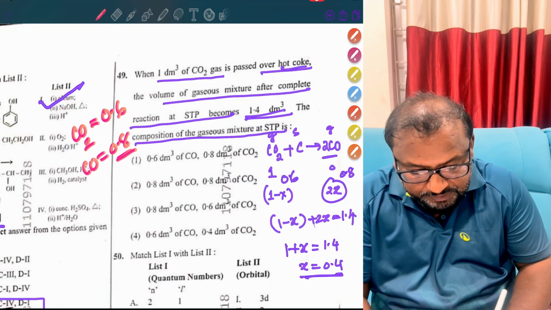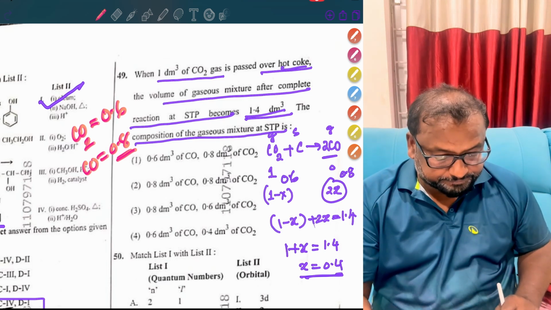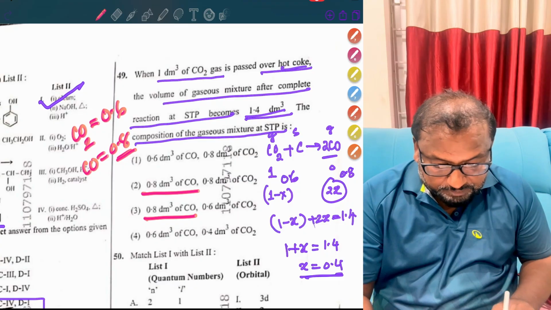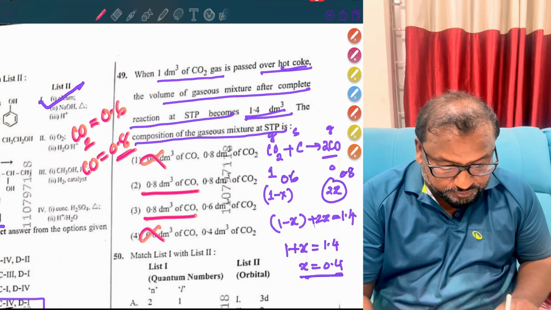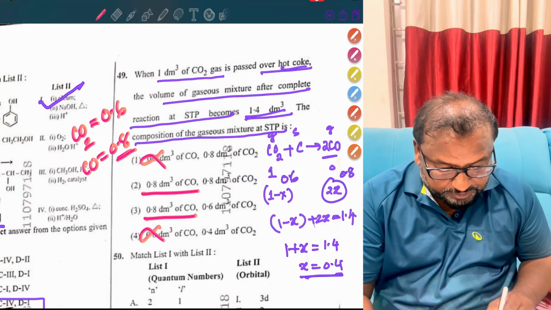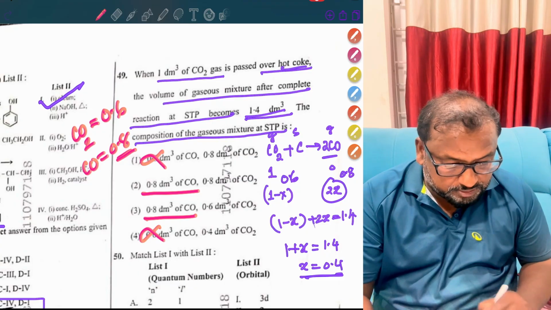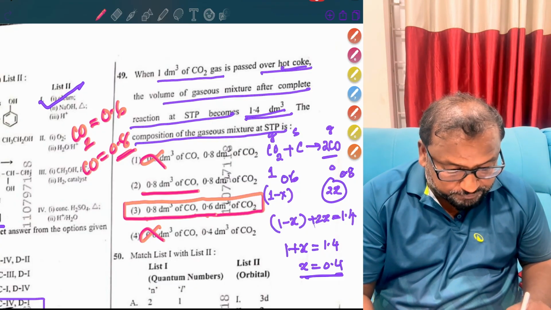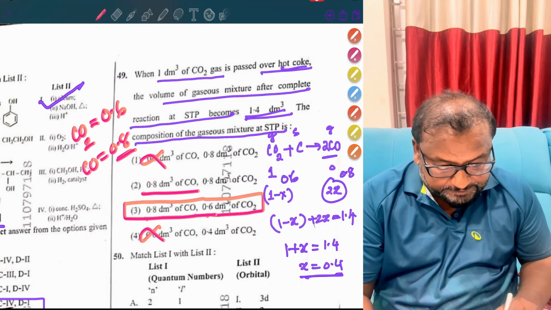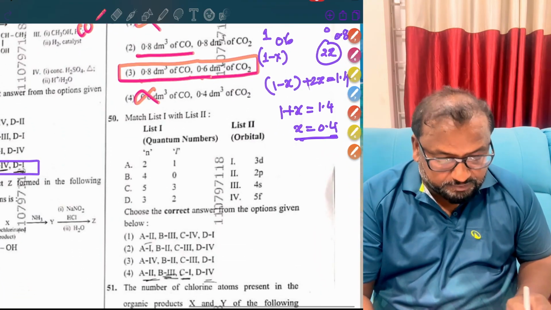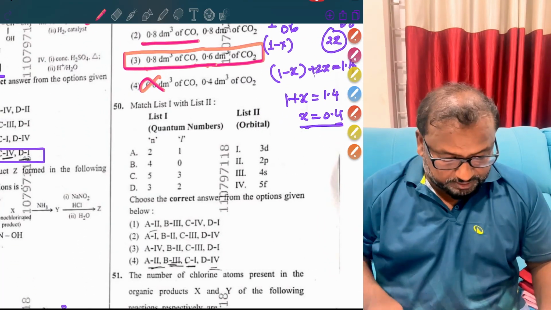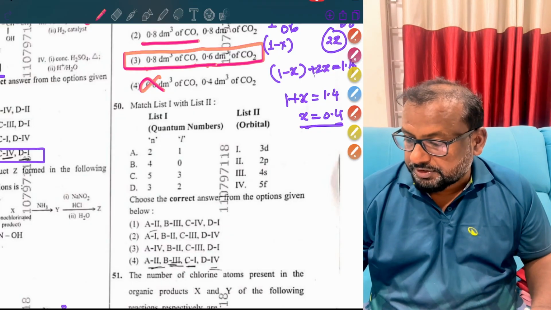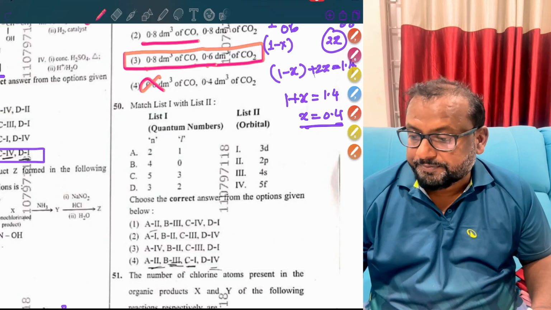This is also a previously asked question. So let us see the options here. Carbon monoxide is 0.8, so this could be the answer. So these two are out. And carbon dioxide should be 1 minus 0.4, it should be 0.6. So this question we have already done many times in many exams. Right. Next we'll go to question number 50.